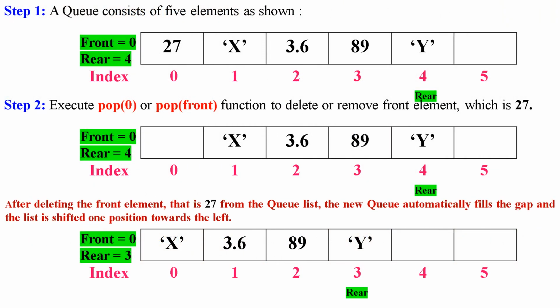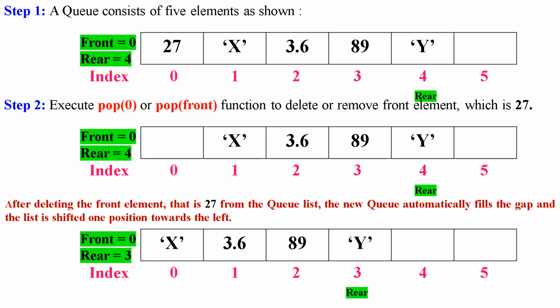Let's see an example. The list queue, which we created, holds 5 elements: 27, x, 3.6, 89, y. To remove these elements one by one from the queue front, the following steps have to be done along with the value changed for front and rear position. Now, look at step 1. A queue consists of 5 elements as shown here.